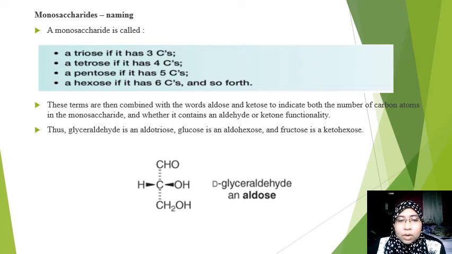These terms are then combined with the words aldose and ketose to indicate both the number of carbon atoms in the monosaccharide and whether it contains an aldehyde or ketone functionality. Thus, glyceraldehyde is an aldotriose because it is an aldose and has 3 carbons. Glucose is an aldohexose because it is an aldose and has 6 carbons, and fructose is a ketohexose because it is a ketone and has 6 carbons.